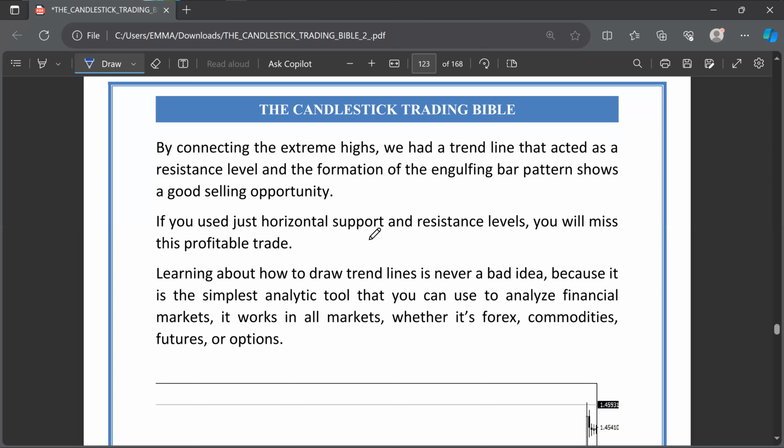If you use just horizontal support and resistance levels, you will miss this profitable trade. So in a trending market, we use trend lines, and that's the general rule. In a trending market, we use trend lines. And in a consolidating market, we use the support and resistance levels, the traditional one. Learning about how to draw trend lines is never a bad idea because it is the simplest analytic tool that you can use to analyze financial markets. It works in all markets, whether it is Forex, commodities, futures, or options.